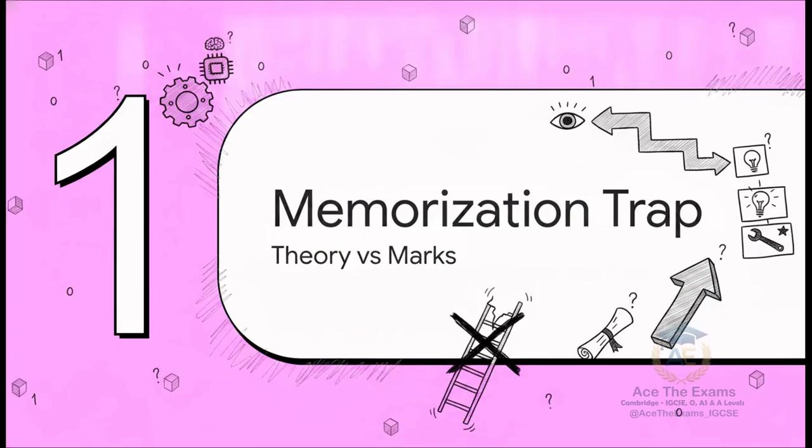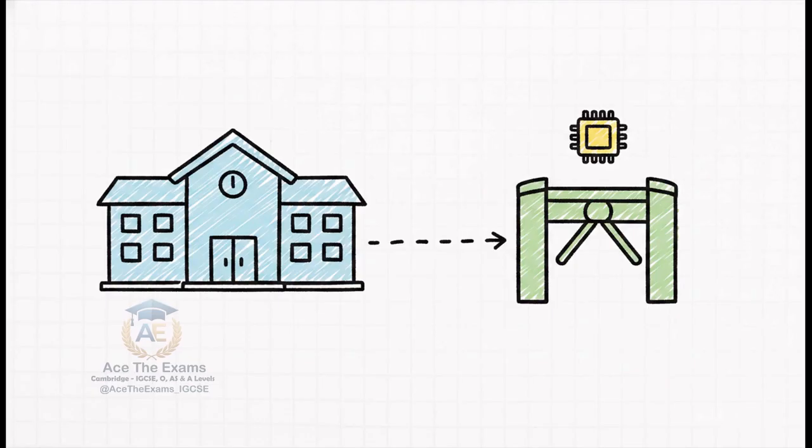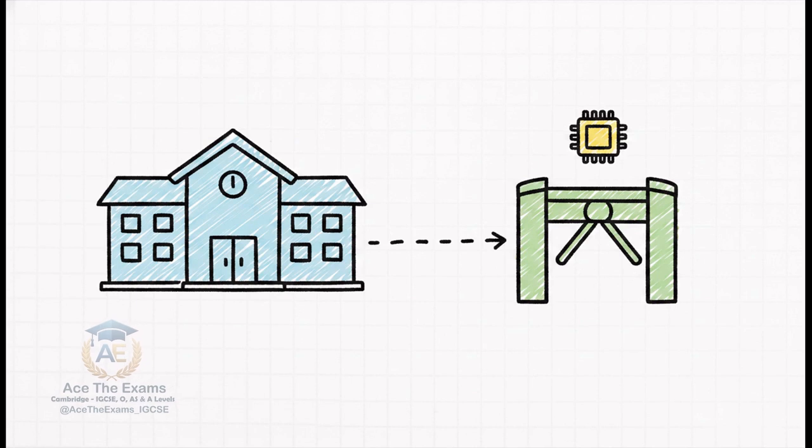All right, Section 1, the memorization trap. Knowing the theory but losing the marks. Let's break down why this happens. Every single year, without fail, highly confident students fall straight into a massive trap. They memorize that binary is base 2, they memorize how to convert denary to binary, but they completely fail to apply it when it counts.